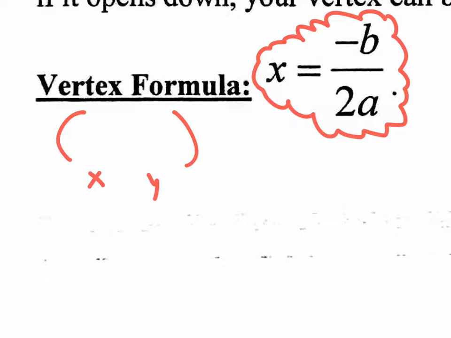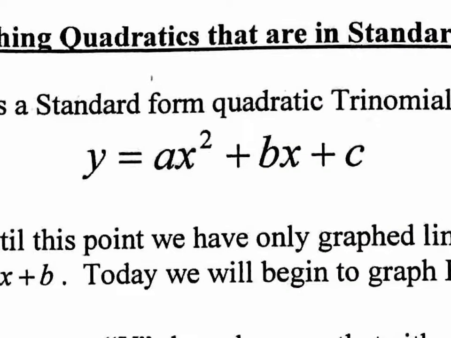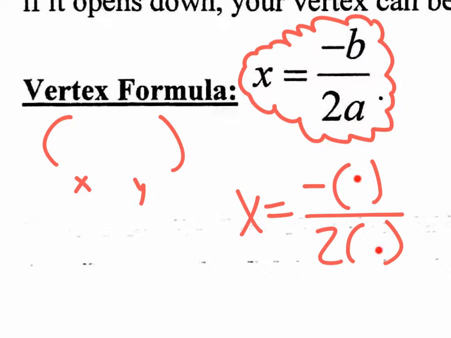Okay? So you're going to use this formula. You're going to say x equals negative b, which you don't know, over 2 times a, which you don't know. So where are you going to get the a and the b values from? You're going to get them from the standard form quadratic trinomial equation. So your a value's here, your b value's there. The formula doesn't even have a c value. So you're going to get your numbers from the a and the b spot, plug them in here, the b value here and the a value here, and then you're going to be able to do the math. And guess what? That's going to be the x value of the coordinate of your vertex.